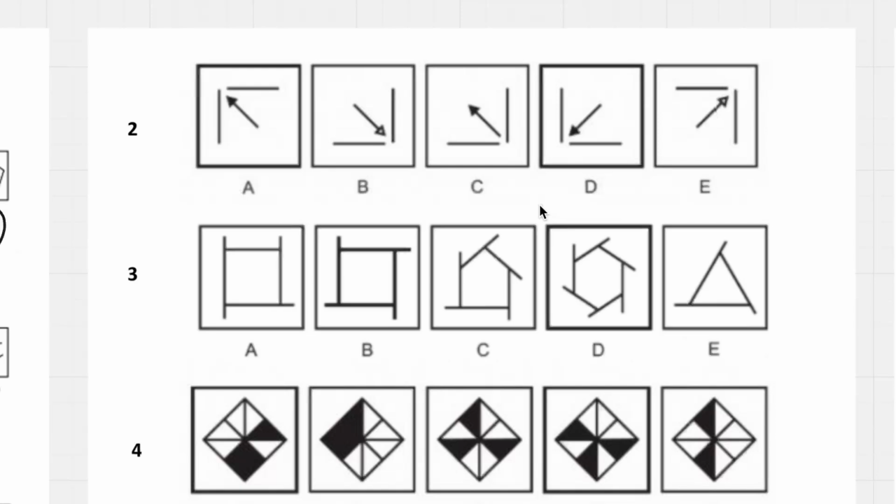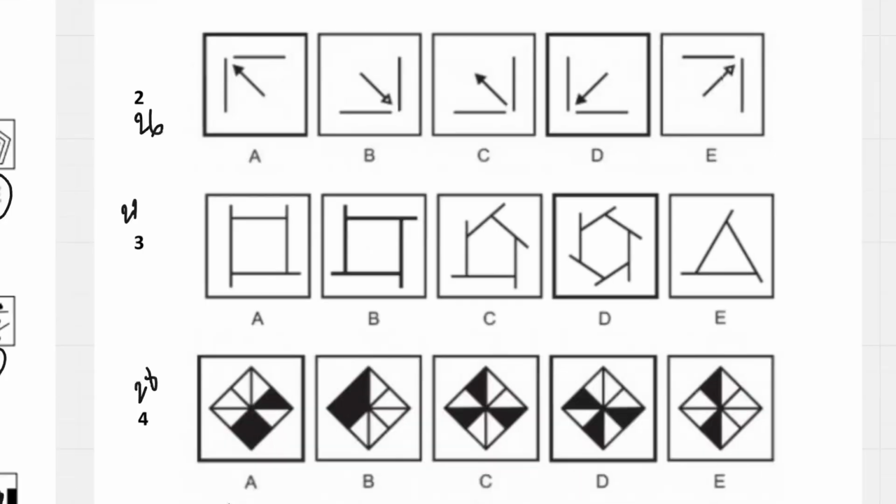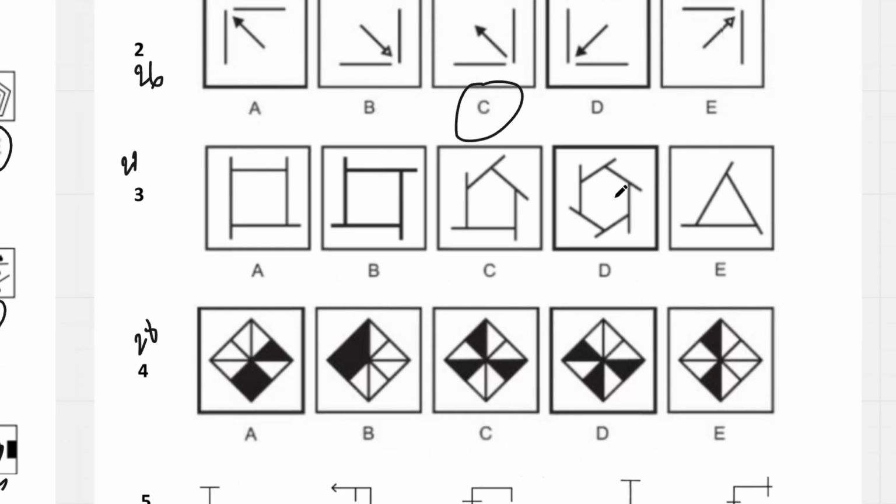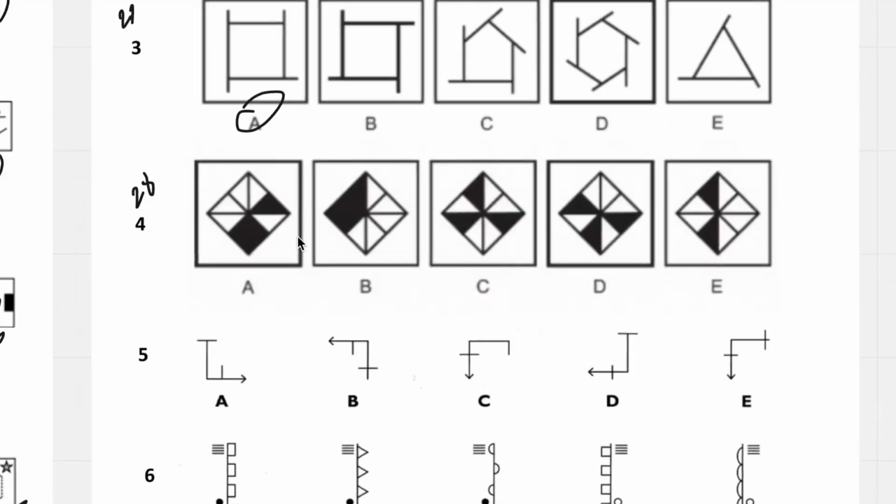Question number 26, we have these arrows are always pointing to the inside shape, apart from 26, where this is pointing away from the vertex. Question number 27, we always have an extension of the line, apart from A, where this line stops over here.